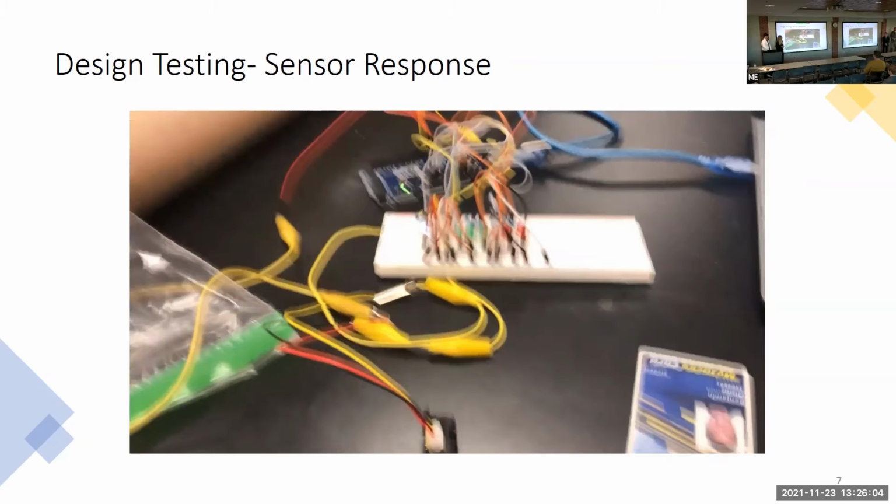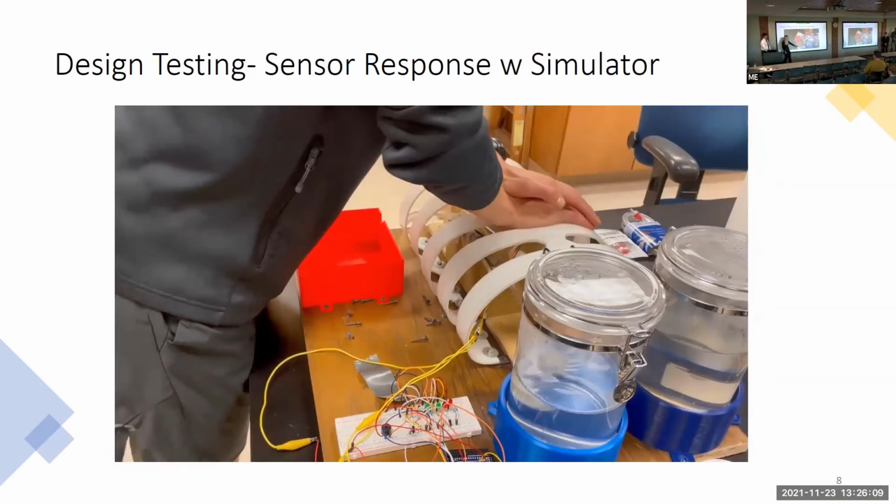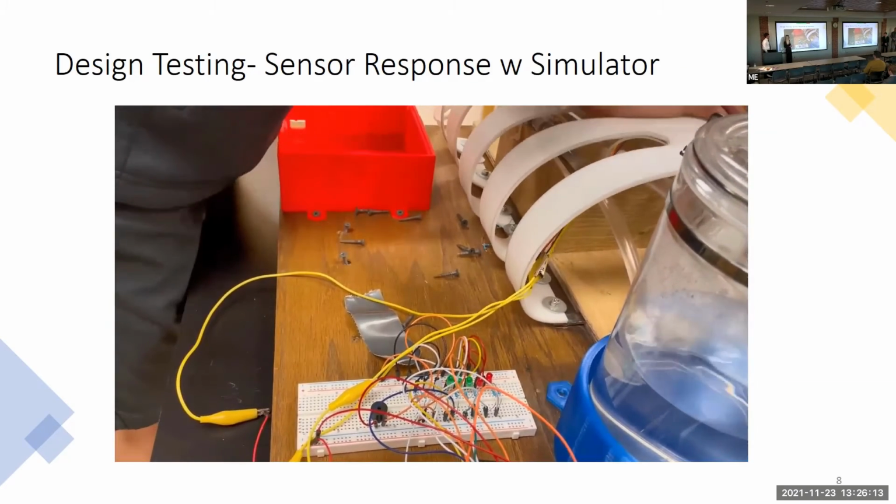And then up in this next video, we will show that on the rib cage. So as he compresses the rib cage, you can see down here in this corner, the lights lighting up as he compresses deeper and also the feedback response of that sensor.